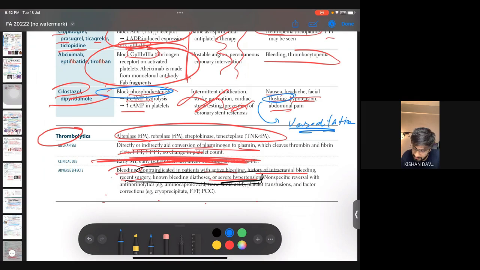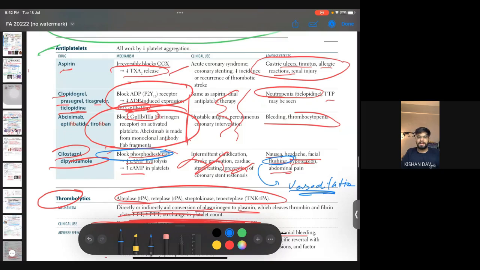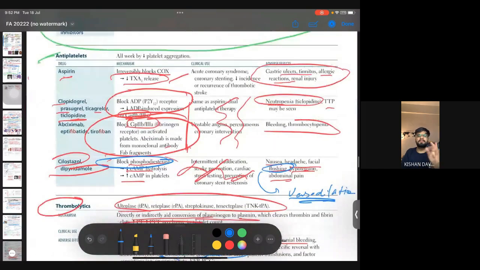Non-specific reversal is with aminocaproic acid and tranexamic acid. Okay, so all these are one-liners, and in pharmacology they won't trouble you. They will directly ask you one-liners. Okay, so make sure your hematology drugs are good. With this, we are done with hematology.